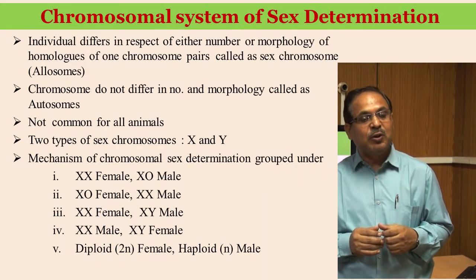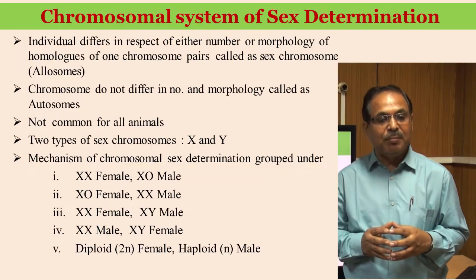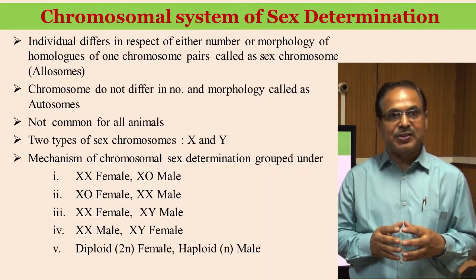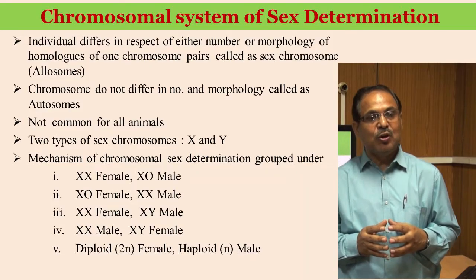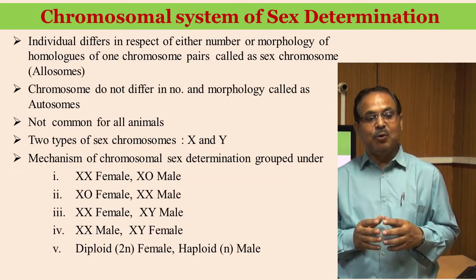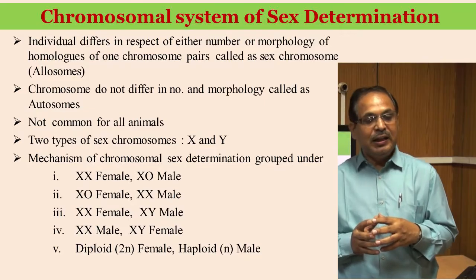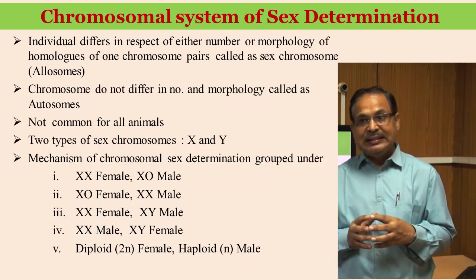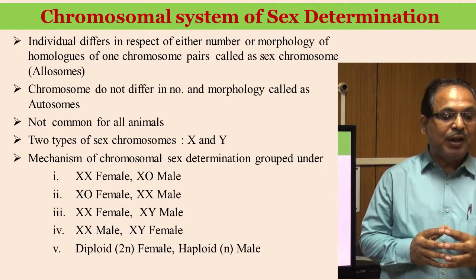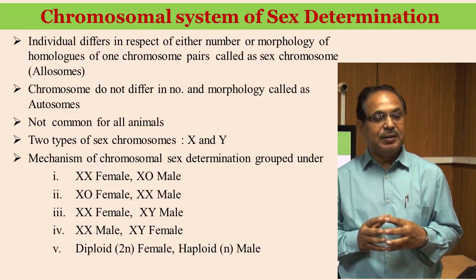The second one is the chromosomal system of sex determination. In this case, individuals differ with respect to the number or morphology of homologous chromosomes of one chromosome pair. That chromosome is considered the sex chromosome and is also called allosome. Chromosomes that do not differ in number and morphology are called autosomes. But this is not common for all animals.